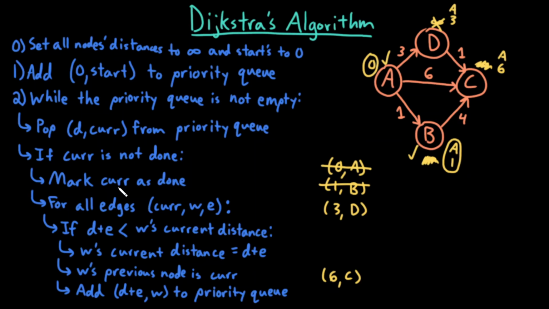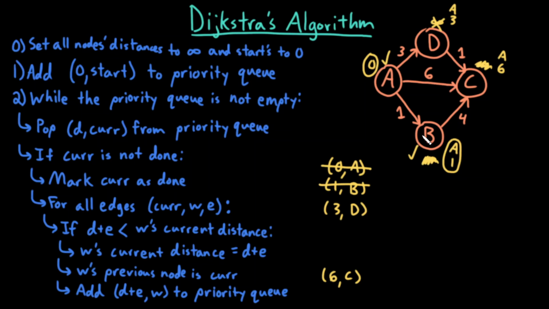Basically, the moment I mark something as done, I'm saying, hey, this distance and this previous node are finalized. A doesn't have a previous node because A was my starting node. Okay, so let's continue. So mark cur as done. I've marked it as done. This is the previous node and the distance from the starting point. That is set in stone. Okay, for all outgoing edges, current node, so B, neighbor, and edge weight. So the only outgoing edge from B is this one. So B to C with edge weight 4.